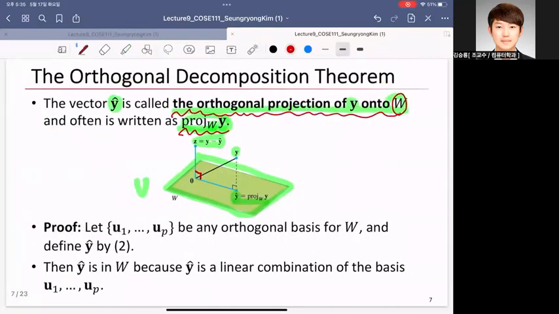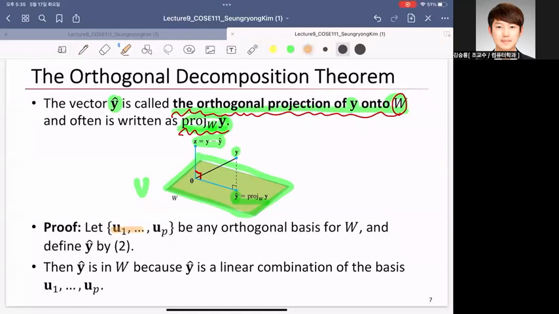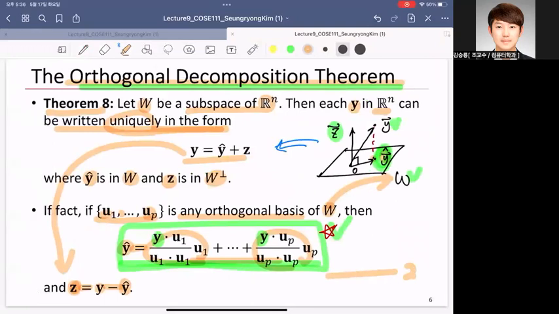So, first of all, let's prove this one. It's very, very easy, and very similar to the theorem in chapter 6.2. Let's do that. First of all, let u1, u2, up be any orthogonal basis for W, an arbitrary orthogonal basis for W. Let's define y hat by equation 2, which was equation 1 in your textbook.